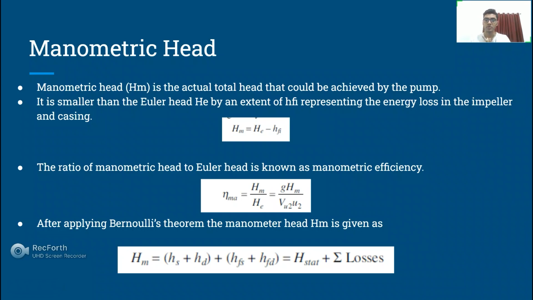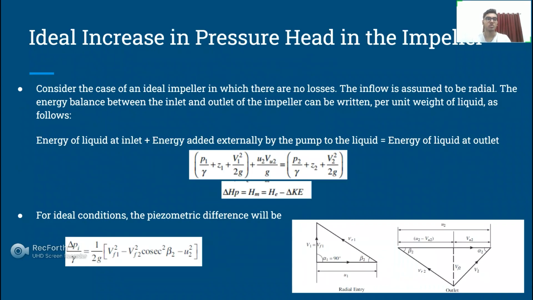Hs plus Hd plus Hfs plus Hfd will be equal to the static head plus the losses, whatever I talked about. Now, going on to the ideal increase in pressure head in the impeller. So we'll consider a case of an ideal impeller in which there are no losses. The inflow is assumed to be radial, which would mean the whirl velocity will be 0 and V1 will be equal to Vf1.